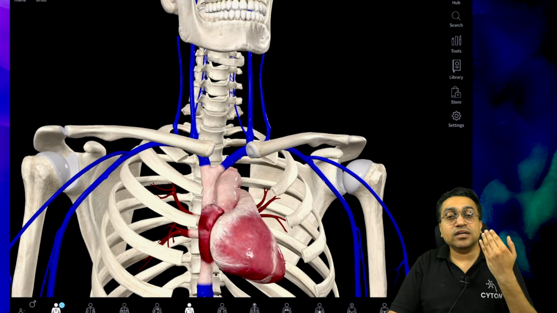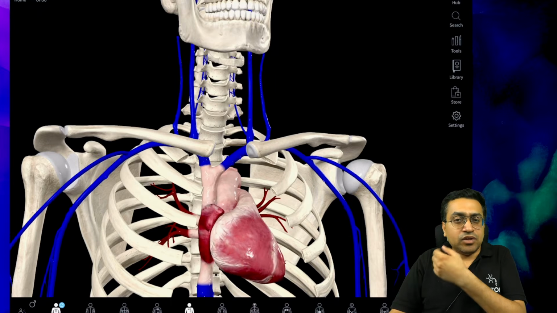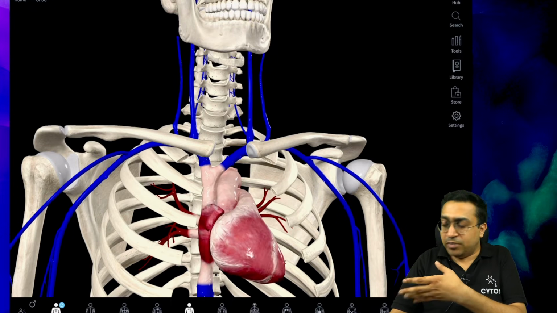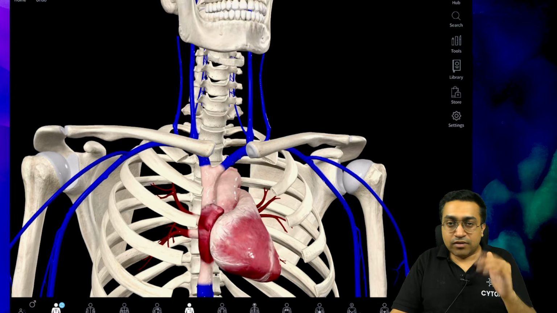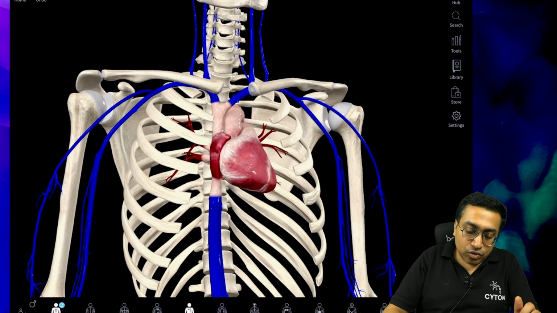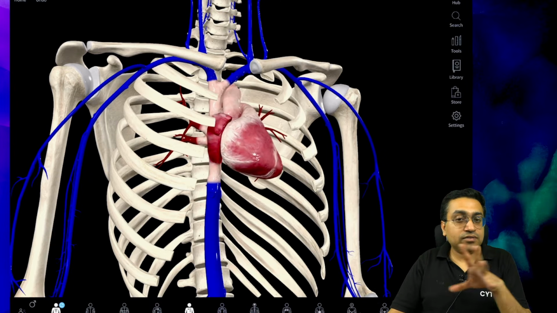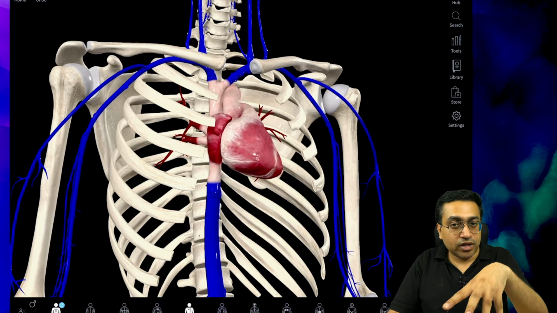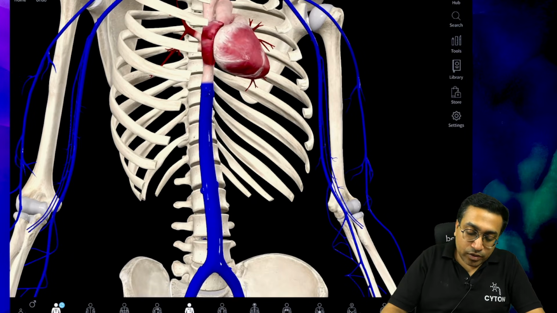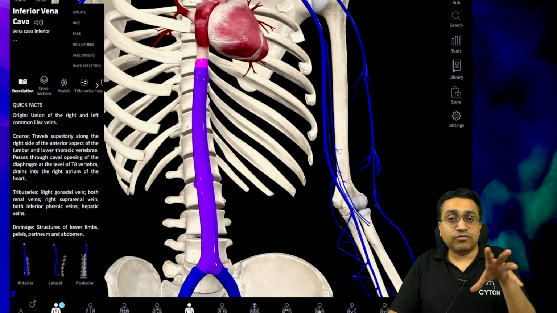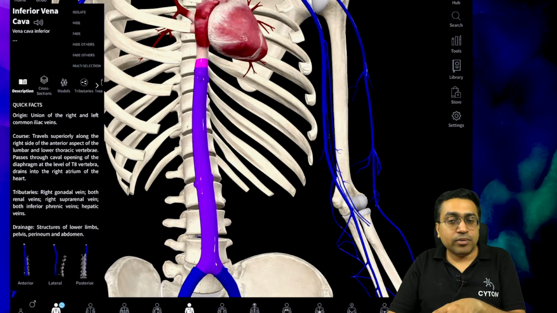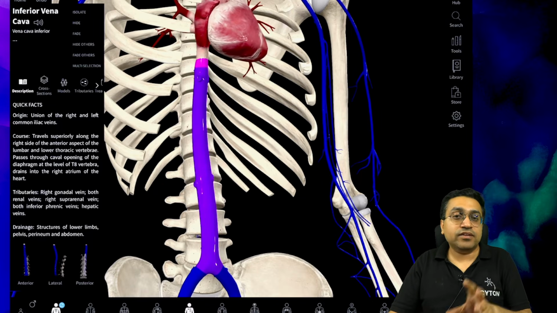Okay, so now I hope you got an orientation. Jugulars in the neck, subclavian, axillary, cephalic, basilic or median cubital vein in the upper limb. Superior vena cava, inferior vena cava, we have discussed. Now you know all the veins in the thorax region will drain into the superior vena cava. Then you can see the inferior vena cava, which will take all the venous drainage from the abdomen, pelvis, as well as the lower limbs.